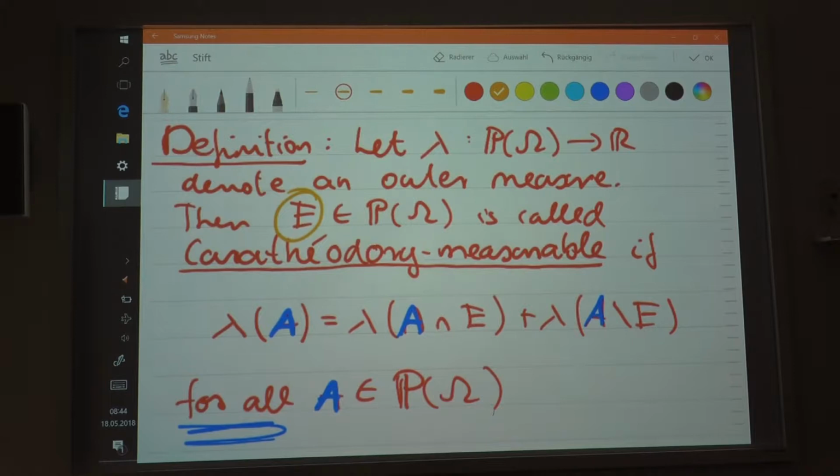That is also an indirect definition, but let me illustrate this a little bit. So where does this equation actually come from? Let me illustrate that first.